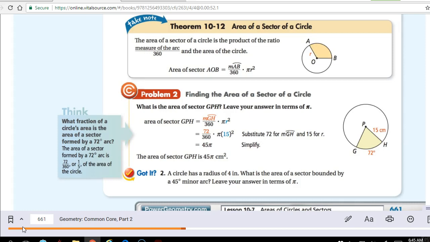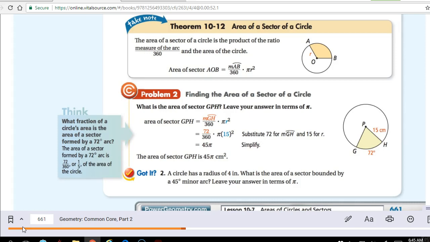So the formula is that instead of just taking pi r squared, which would be the area of the whole circle, we're going to find a piece of it. The way that we do that is we take the measure of the arc and divide that by 360, because around the whole circle would be 360 degrees. But we want to know what part of the circle we are actually talking about. So we take the measure of the arc, divide it by 360, and then multiply it by the area. And that's what tells us the area of a sector.